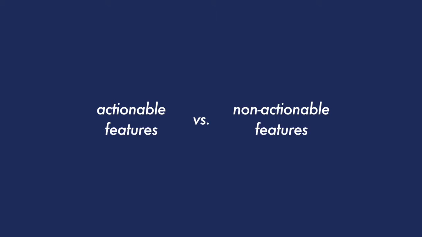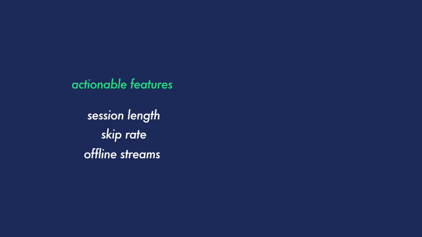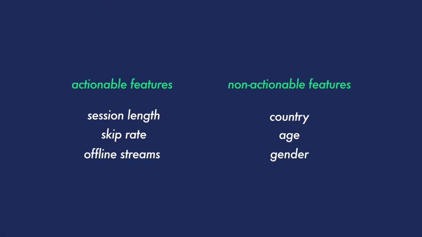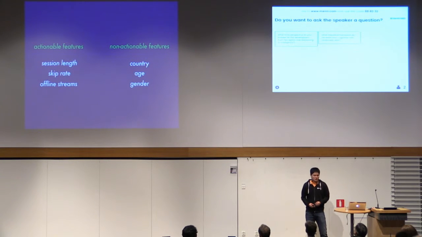Also at Spotify, we make a differentiation between actionable features and non-actionable features. Actionable features are the features reflecting user behaviors that we can influence from our product by changing our product. Things like session length, skip rates, offline streams. We can always influence them by putting new stuff in the product. On the other hand, we have non-actionable features, which are features about user behaviors or user characteristics that we cannot change. For example, country, nationality, age, gender. I don't think any internet-based product can really change those things.